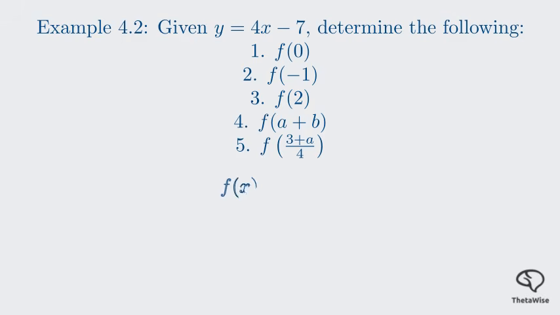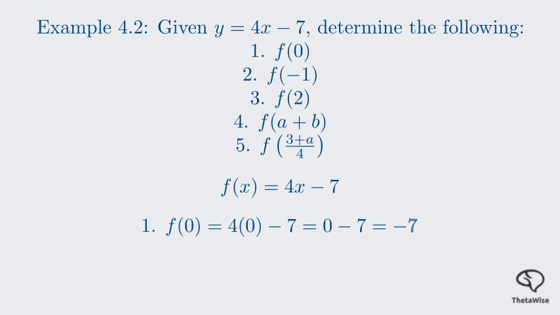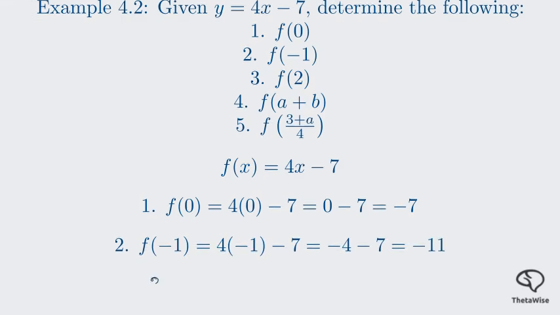Now let's solve each part one by one. For f(0), we substitute 0 for x, so we have 4 times 0 minus 7, which equals negative 7. For f(1), we substitute 1 for x. That's 4 times 1, which is 4, and 4 minus 7 is negative 3. For f(2), we substitute 2 for x. That's 4 times 2, which is 8, and 8 minus 7 is 1.